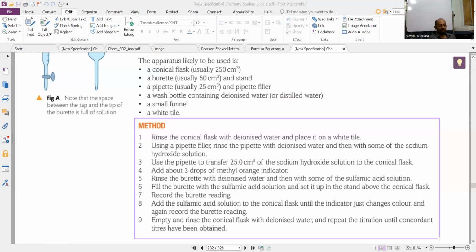Indicator. What's the color? Then some of the deionized water. And then with some of this sulfuric acid solution.